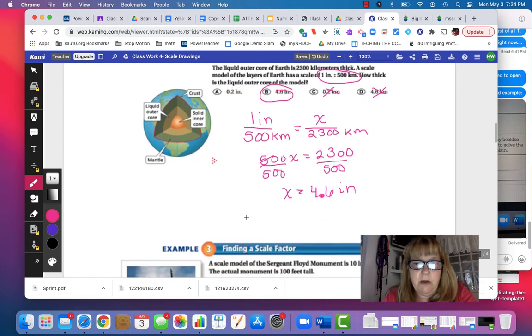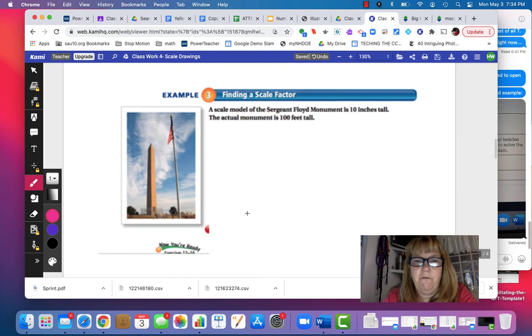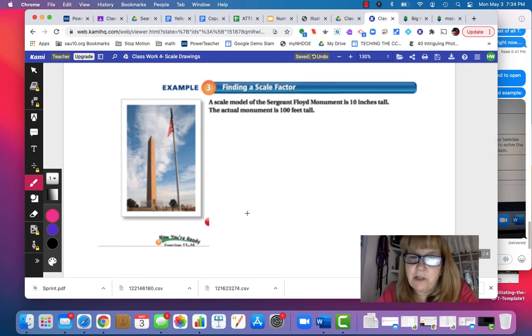All right, so now there's another thing we call a scale factor. A scale factor doesn't have units. A scale factor would be, say, 1 to 10, which means that it's 1 inch to 10 inches, or 1 foot to 10 feet. It doesn't have units, but if you are comparing it to something that has units, they have to have the same units.